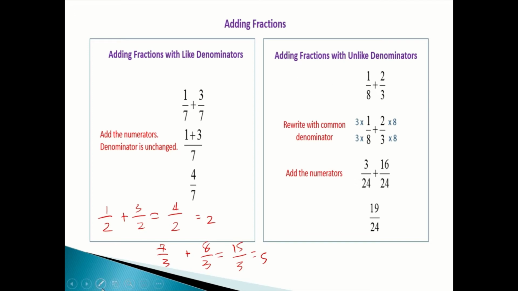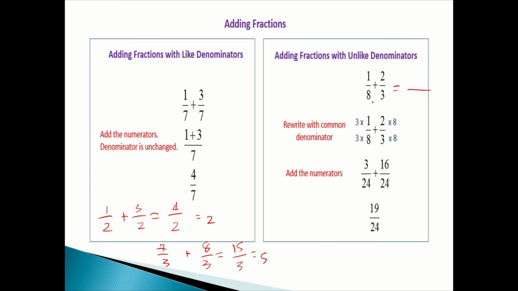Now, fractions with unlike denominators. How are we going to do that? 1 over 8 plus 2 over 3 as our example. In that case, we are going to solve for the LCD, which is the least common denominator, and then we are ready to add them once we have our least common denominator. This process mentions rewriting with the common denominator. So let me write it here, or we can also do it like this.